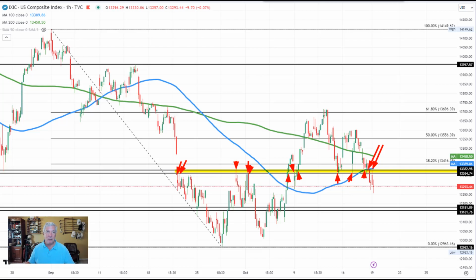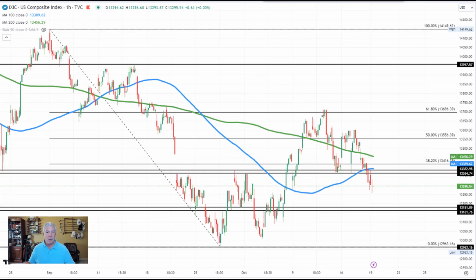So if you're looking for the stock market to be a barometer with the Nasdaq index leading the way either to the upside or downside, getting above this swing area, getting above the 100-hour moving average at 13389.86 is needed to increase the bullish bias. And then we'd start to look toward the 200-hour moving average. That's the green line in this chart right here. That currently comes in at 13456.29. So be aware, be prepared.